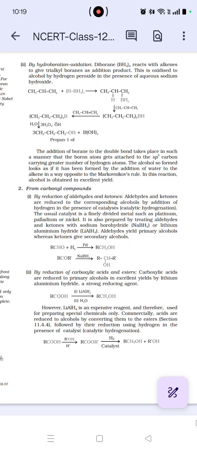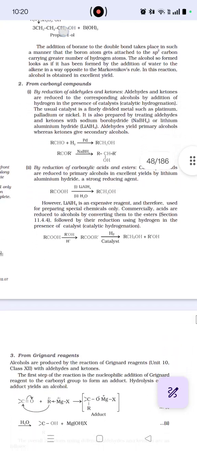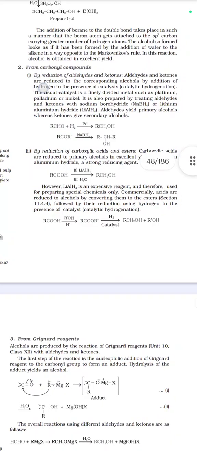The addition of borane to a double bond takes place in such a manner that the boron atom gets attached to the sp2 hybridized carbon carrying the greater number of hydrogen atoms. The alcohol so formed looks as if it has been formed by addition of water to the alkene in a way opposite to Markovnikov's rule. In this reaction, alcohol is obtained in an excellent yield. Second, from carbonyl compounds, by the reduction of aldehydes and ketones.